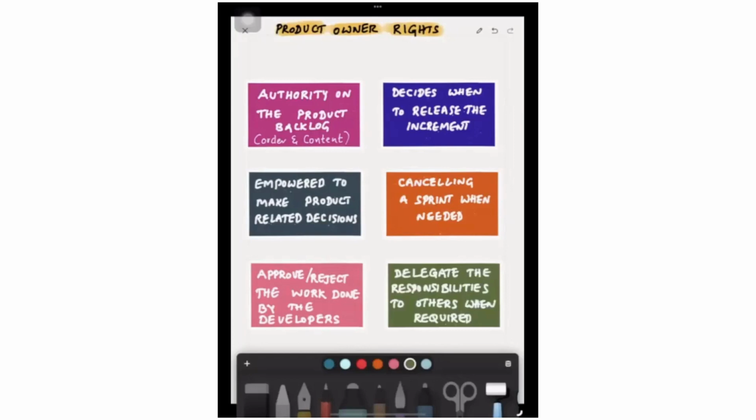The product owner also has the right of delegating responsibilities to others when required. In case the product owner is going to be absent for some reason, going on a vacation or attending some conference or other product-related activities outside the team, the product owner can delegate some of the responsibilities to others. But the accountability for the consequences of delegation is still with the product owner. So these are some rights of the product owner.